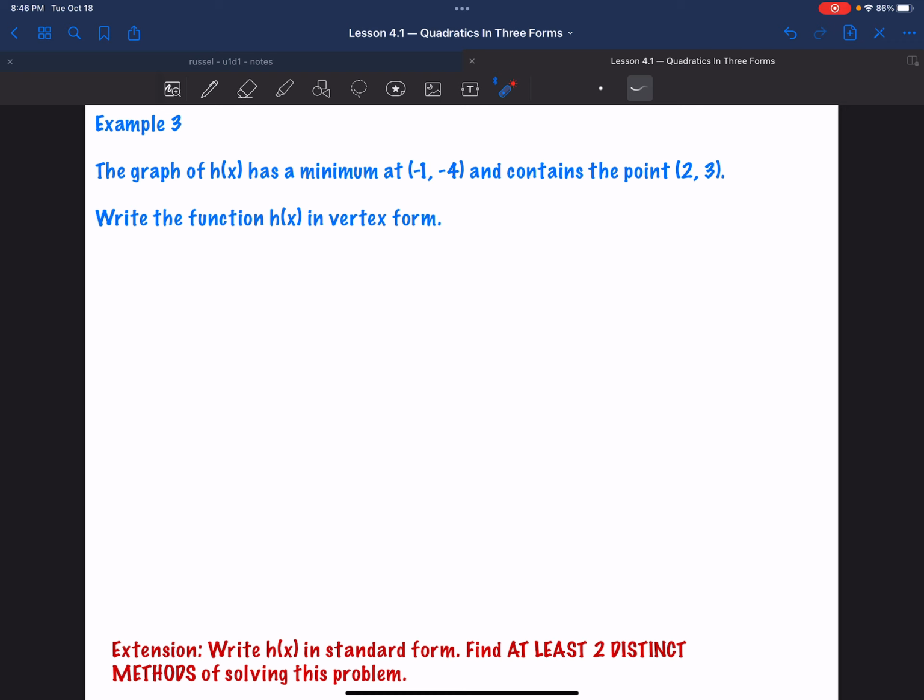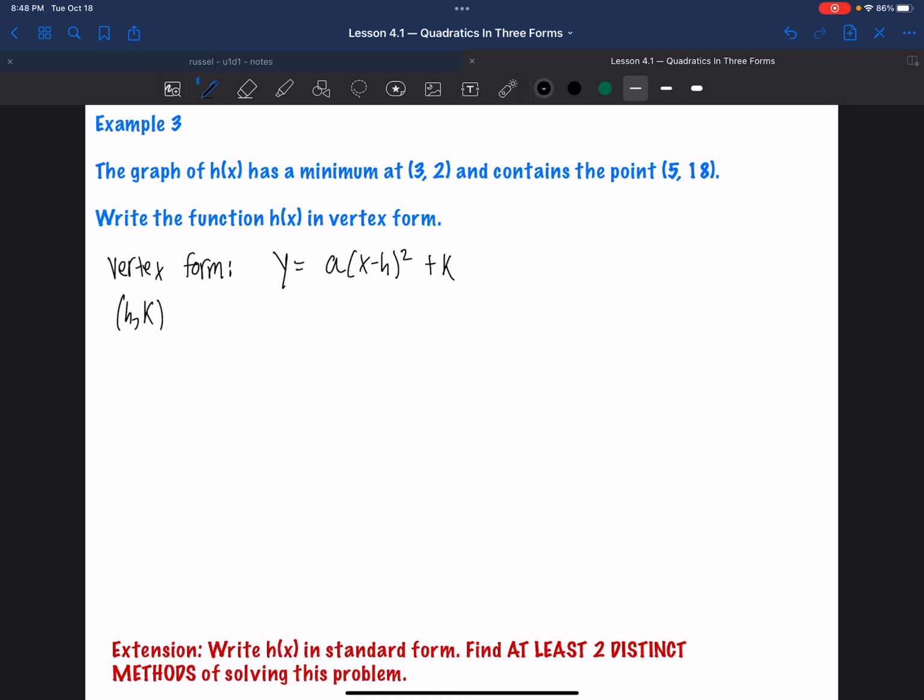So vertex form is y equals a times x minus h squared plus k. Now, we know the vertex is the minimum, right? h comma k is the minimum at 3 comma 2. So let's just plug that in. This becomes y equals a times x minus 3 squared plus k is 2. Look at that, easy enough, right?